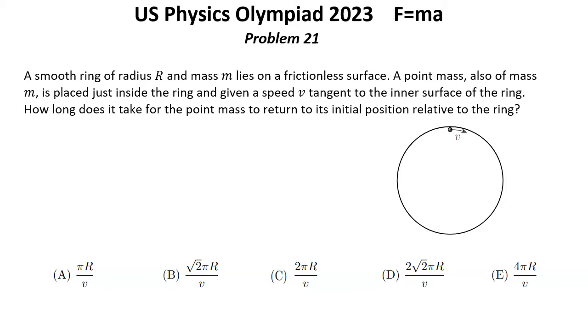Solution for problem number 21. The masses are undergoing small elastic collisions. During an elastic collision, the magnitude of the relative velocities between the masses is conserved. So the tangential velocity of the mass m relative to the ring is always v. Thus, the time is 2 pi r over v, which is answer C.